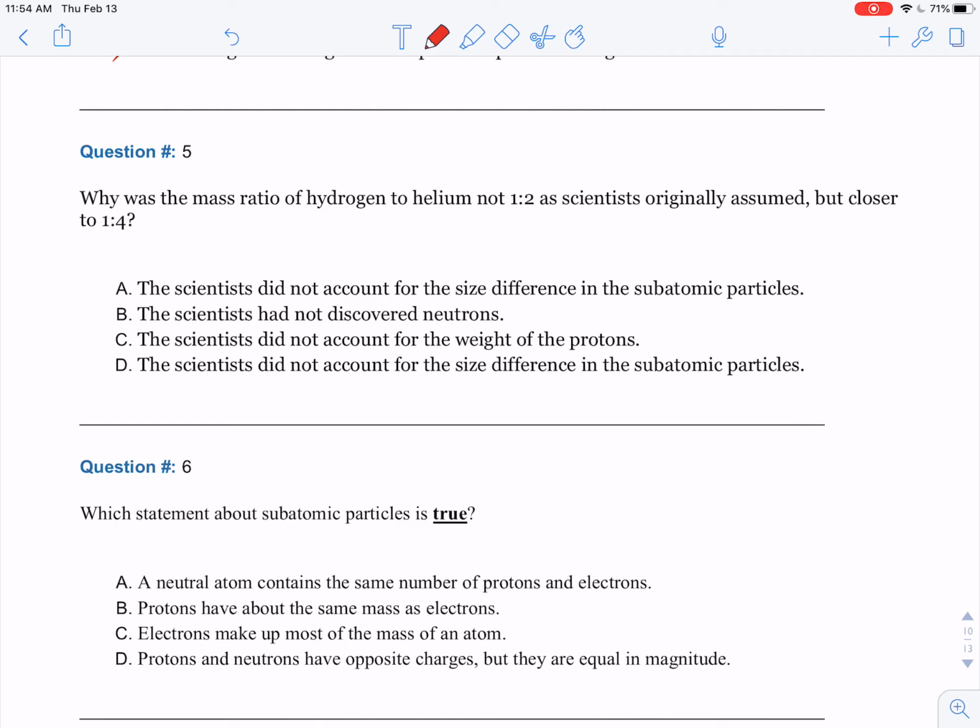Why was the mass ratio of hydrogen to helium not 1:2? Because hydrogen has 1 proton and helium has 2 protons, so if there were only protons, the mass ratio of helium to hydrogen should be 2:1, but it was 4. So instead of the helium atom being twice as heavy as the hydrogen atom, it was 4 times. We know now that that's because of the neutrons. At that point when they were measuring that, they didn't know that the neutrons were around.